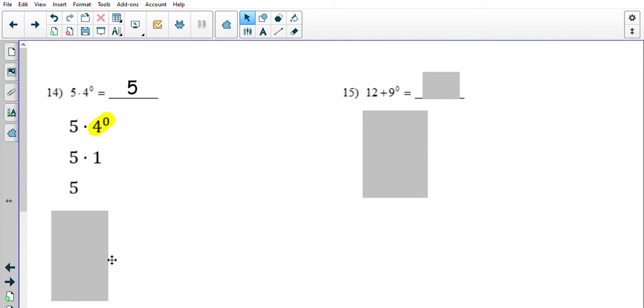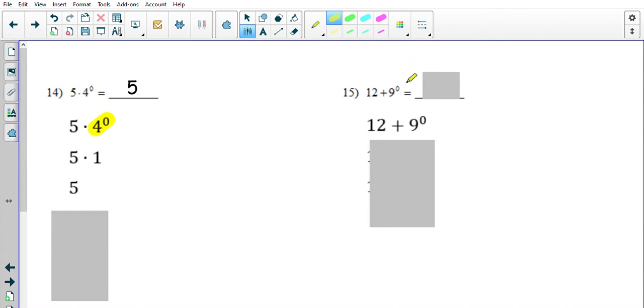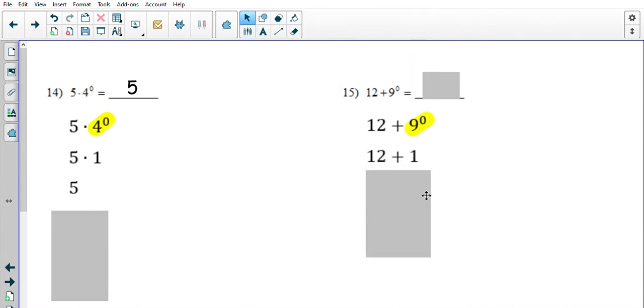Number 15, 12 plus 9 to the 0 power. Don't forget, anything to the 0 power is 1. So replace 9 to the 0 power with 1. This becomes 12 plus 1, which of course is 13.